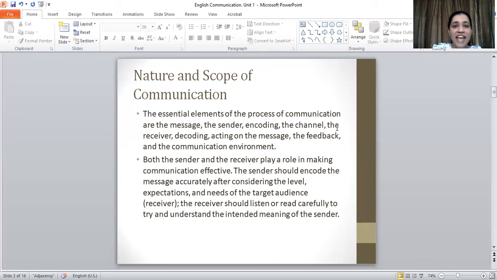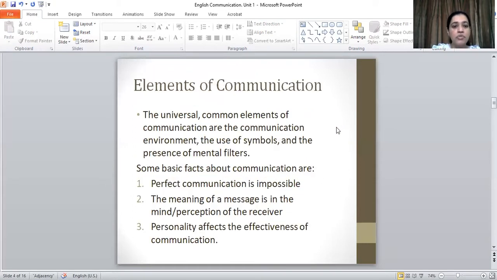As we all know, the average human attention span is approximately 40 minutes, right? So that's probably the reason why most classes in colleges and universities do not extend that time frame. That is an extremely important part that communication also has to pay attention to. The receiver should listen or read carefully to try and understand the intended meaning of the sender. So the participation of the receiver is equally important.